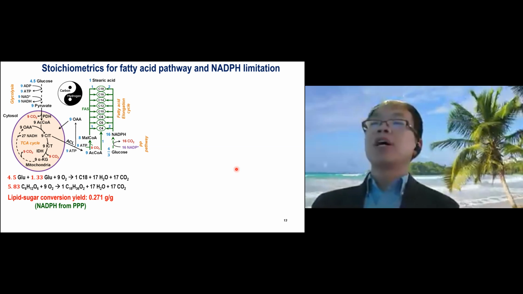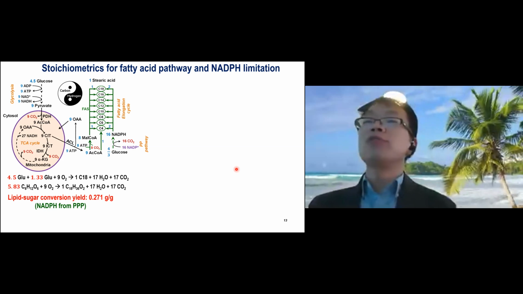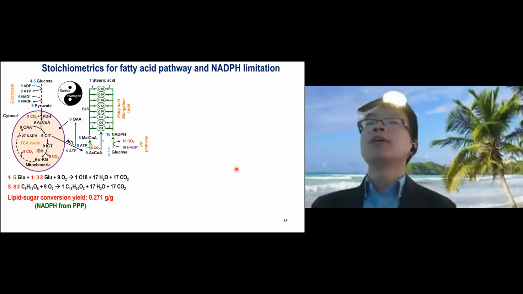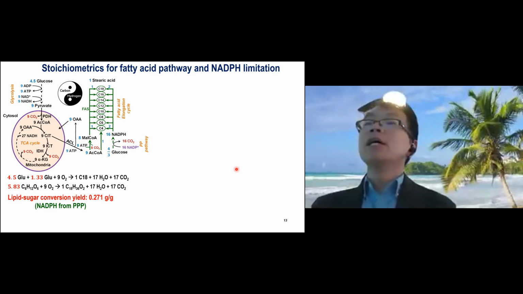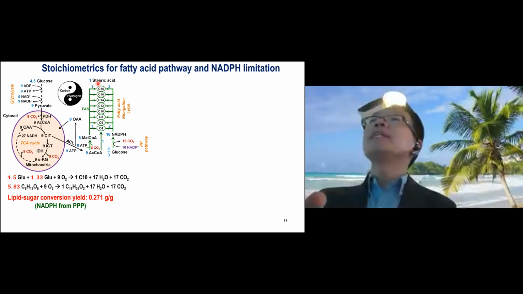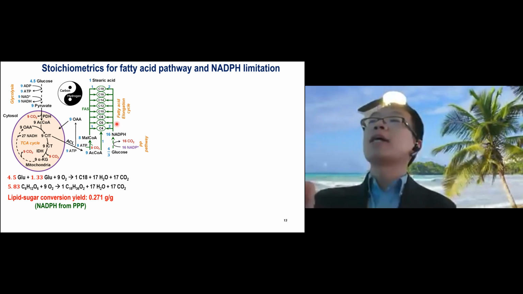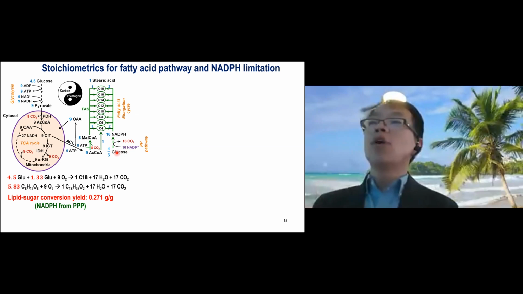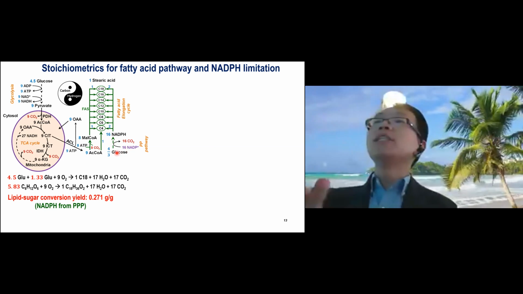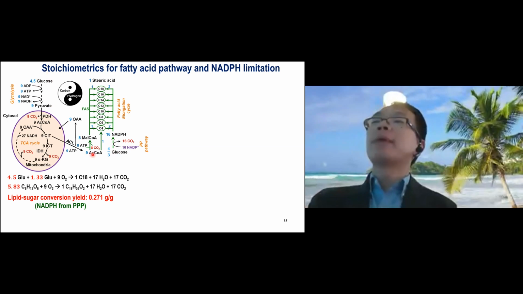So based on the stoichiometric calculation, we next determined that the NADPH actually is the real limiting factor to synthesize oleochemicals and fatty acids. For example, here in the C18 stearic acid, we need 16 moles of the NADPH to run this cycle, which requires the cell to oxidize another 1.33 moles of glucose. Not to mention, we need another 4.5 moles of glucose to provide all the carbon backbones.